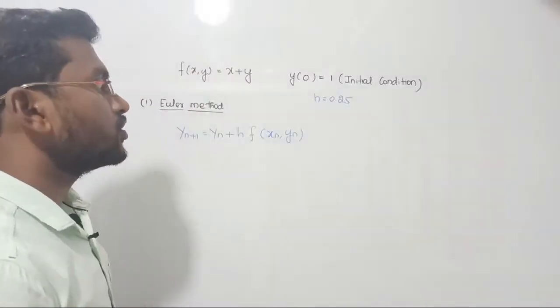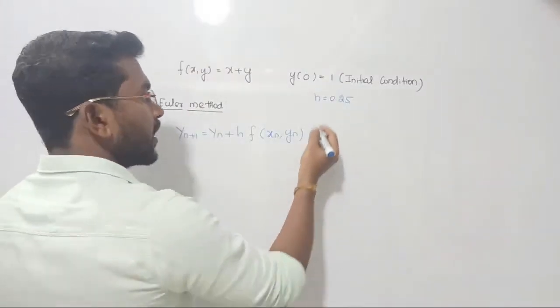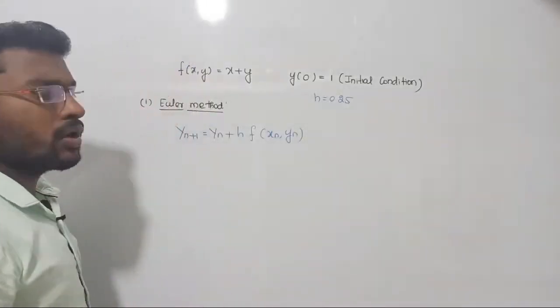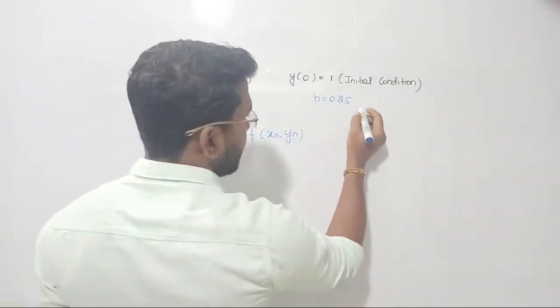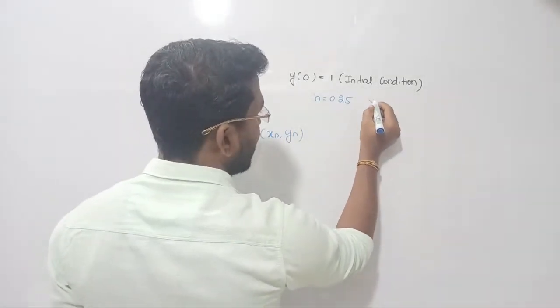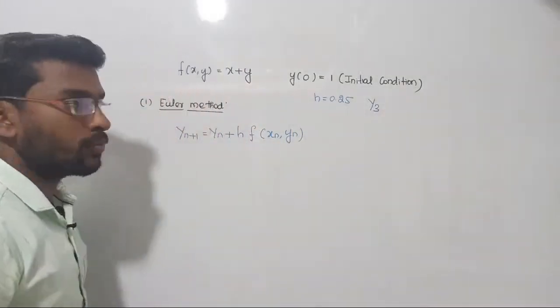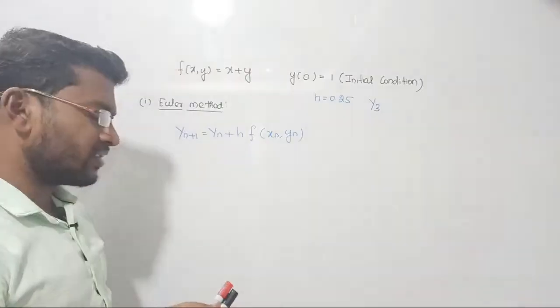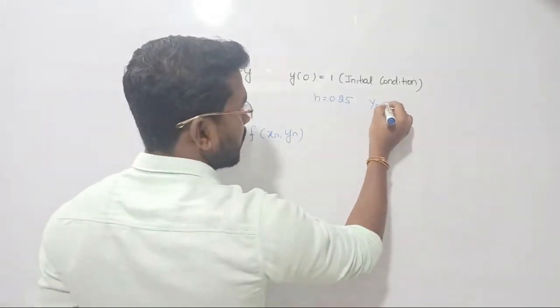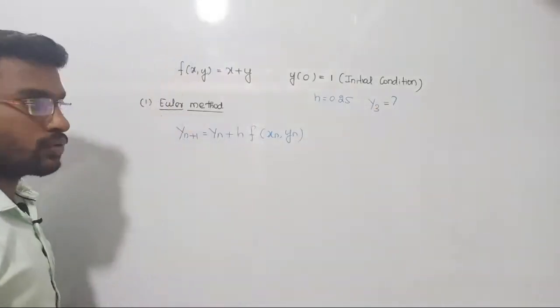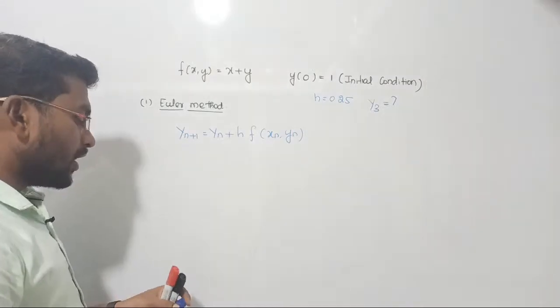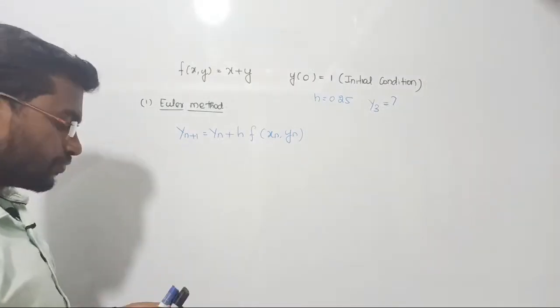Step size is 0.25. Guys, if step size is 0.5 and you are requested to continue your iteration, you are requested to find the value of y3, right? Just we shall proceed up to y3. That's enough, right? The question is find the value of y3. Just we should estimate the value of y3. Let's see what will be our answer.